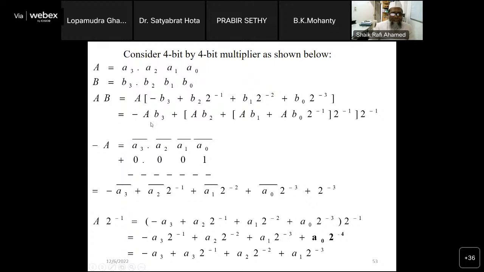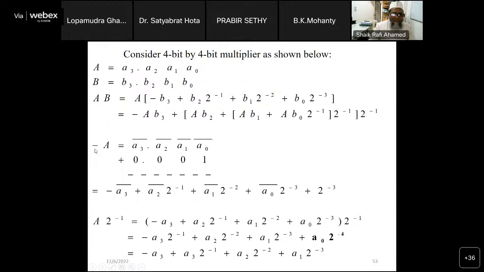So multiply this A with B, minus A B3. This is what is called Horner's rule. So this is minus A B3 and A B2. What is the coefficient of A B2? It should be 2 raised to the power of minus 1. This A B2 is multiplied with only this. A B1 with this and this. So to get to A B0 is a total of 3, this and this. It's Horner's rule.